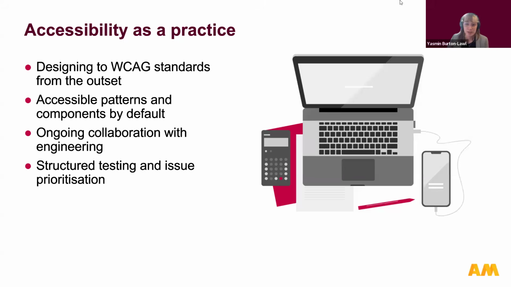So what does this look like in practice? Well, we design with Web Content Accessibility Guidelines, or WCAG for short, requirements in mind from the outset. We use accessible patterns, components, and color contrast checks. We collaborate closely with engineering to ensure designs remain accessible in build. We test with assistive technologies at key stages, and we log, track, and prioritize issues rather than treating them as ad hoc fixes.